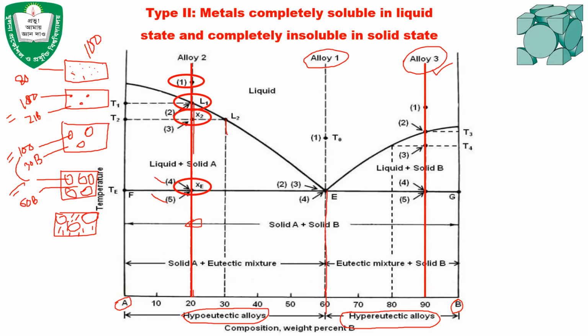30% B and 60% B, 21% B. Solid, na liquid. I don't understand your question. Can anyone clarify his question?